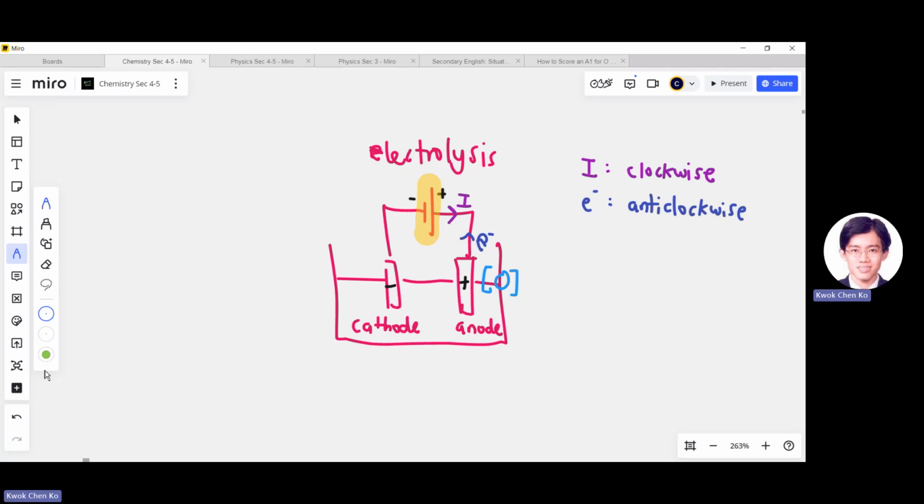And once you know it's oxidation, it must be the anode. And remember, oxidation is always anode. Anode is always oxidation. Now, once you know this, it's a very simple method to fill in the blanks on the other side.